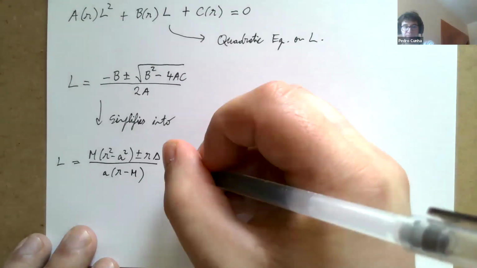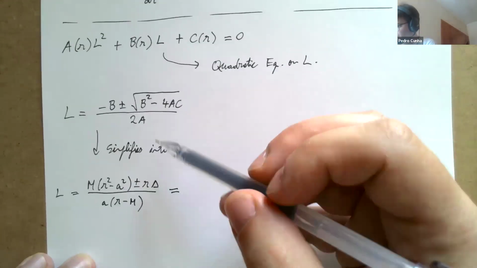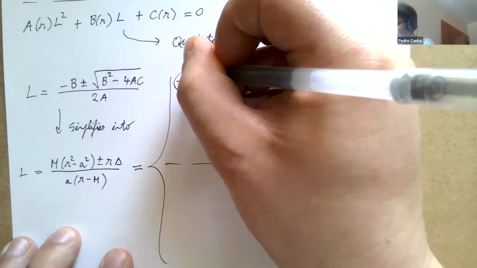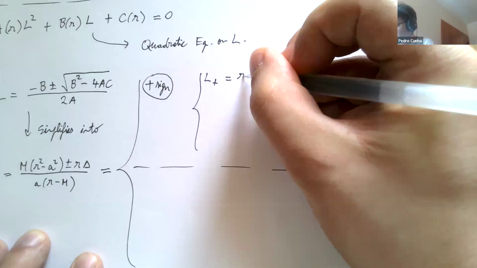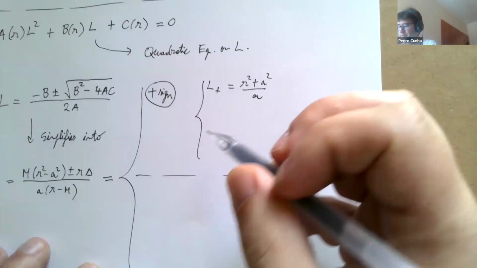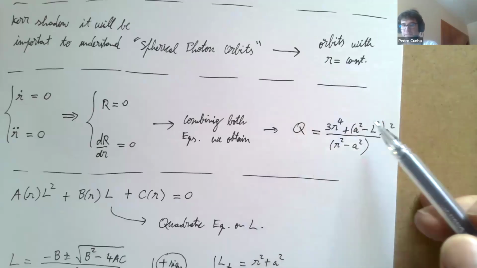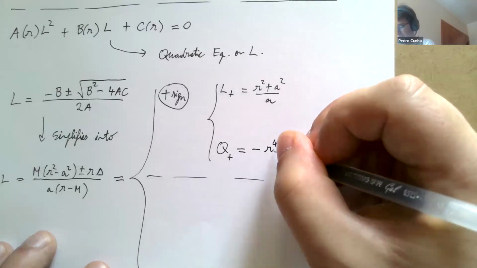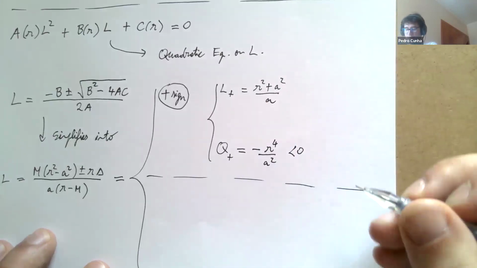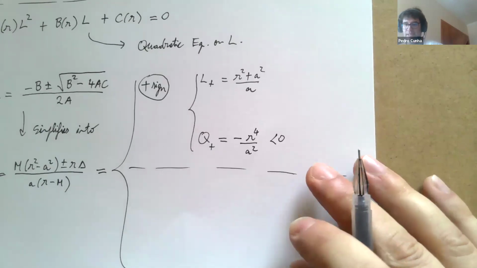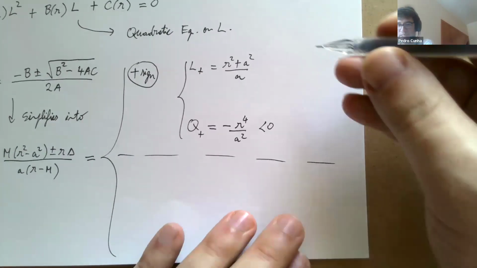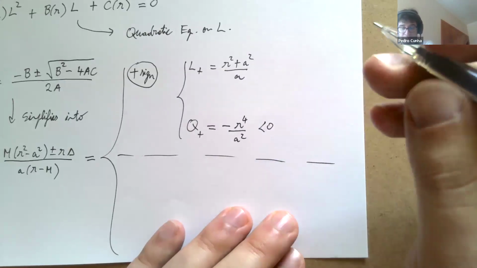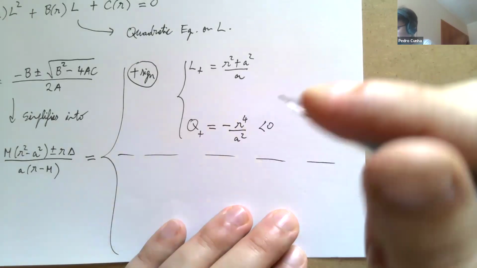Okay. Now you have two roots that come from the quadratic equation. So in principle, you have two sets of solutions. If you choose the plus sign, you get L plus is r squared plus a squared over a. And then taking this L and using this relation here that depends on L and nothing else, you obtain Q. So Q plus will be minus r to the fourth over a squared, which is clearly negative, okay? And now I'm not going to prove this because this takes some time, but you have to believe me that for spherical photon orbits, the Carter constant must be positive in order to have real motion in the theta coordinate, okay? So that means actually that this branch is not physical.